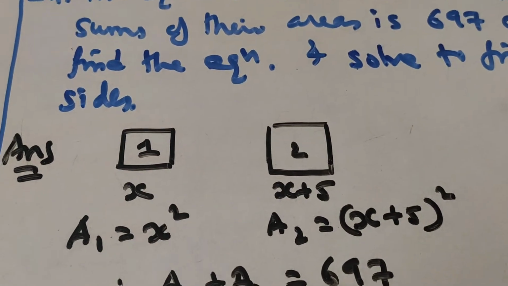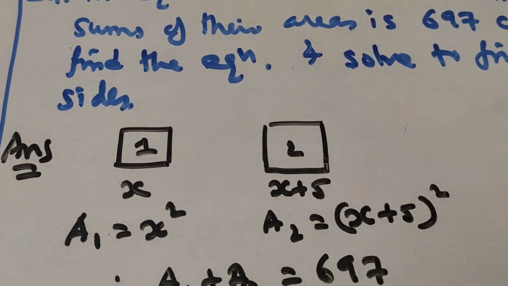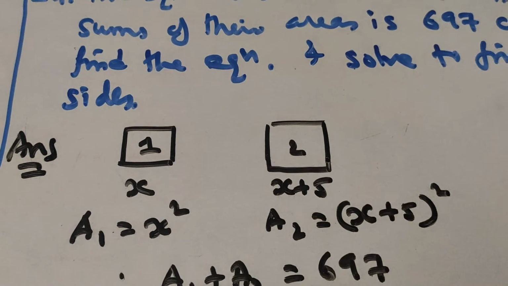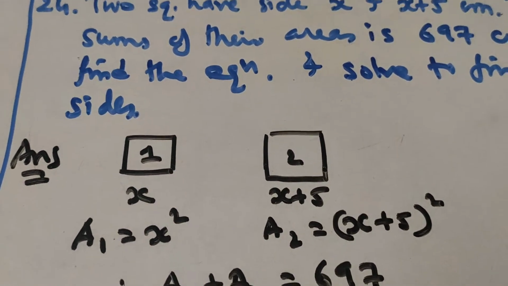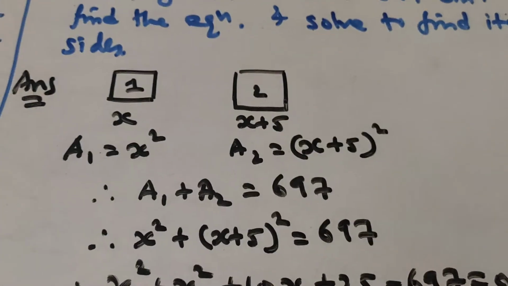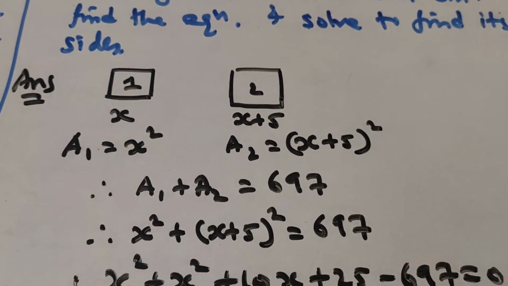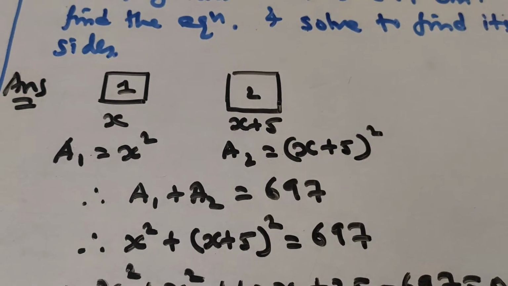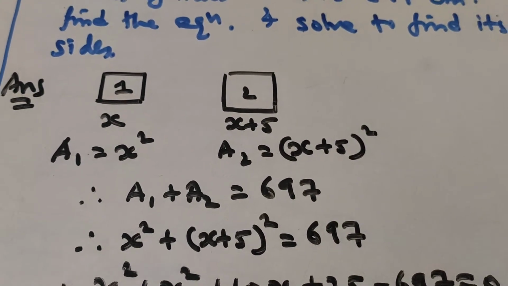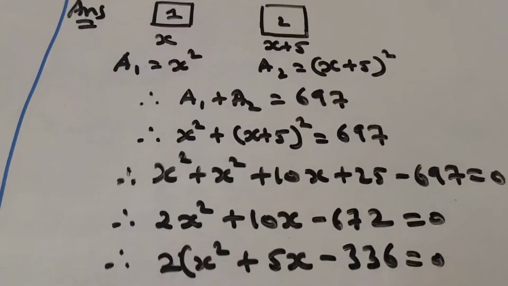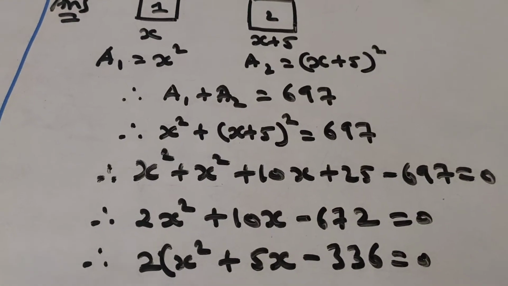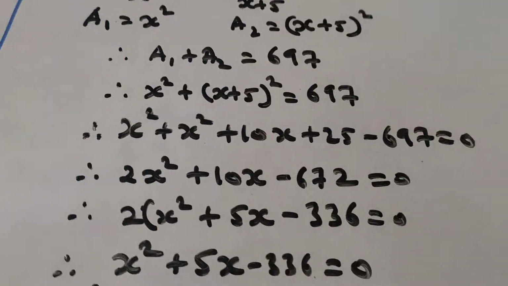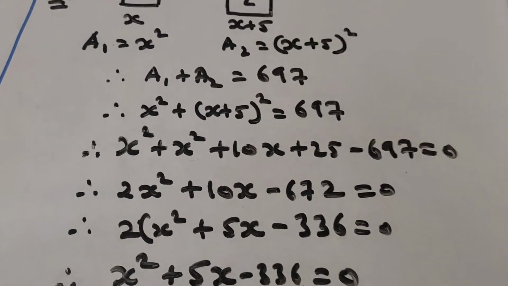So area of square 1 is x square and area of square 2 is x plus 5 whole square. Now why did you get square? Because the area of a square is L square, that's why. Now sum of the two areas, so A1 plus A2 is equal to 697. Placing the values of A1 and A2, you get x square plus x plus 5 whole square is equal to 697. Expanding it and simplifying it, you get 2x square plus 10x minus 672. Taking 2 common, sorry I forgot to put a bracket over there, so here comes the bracket.